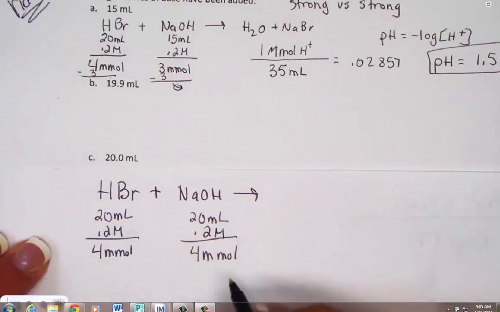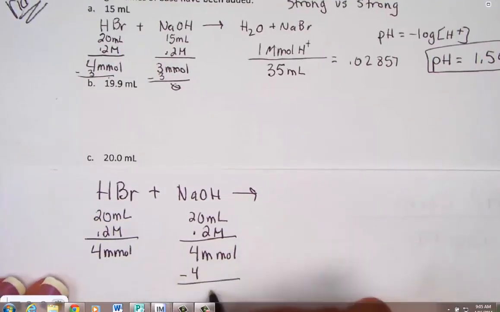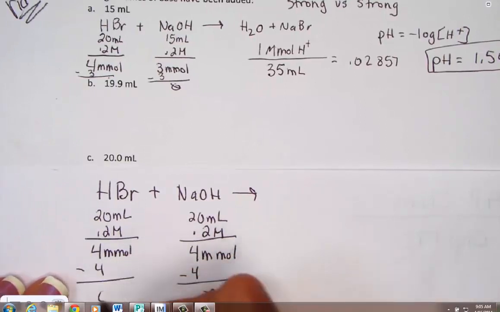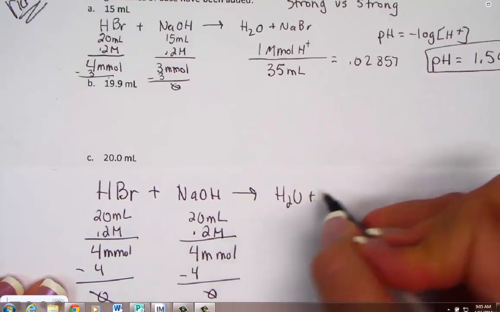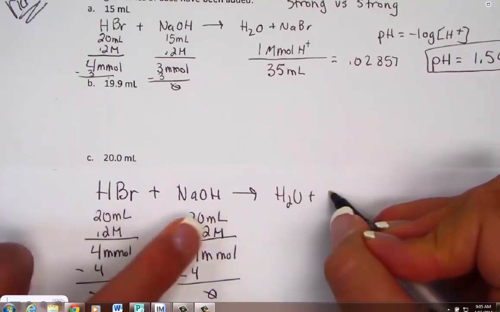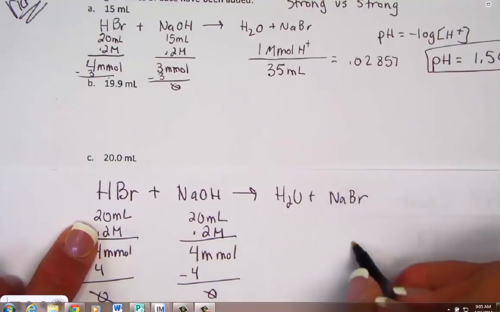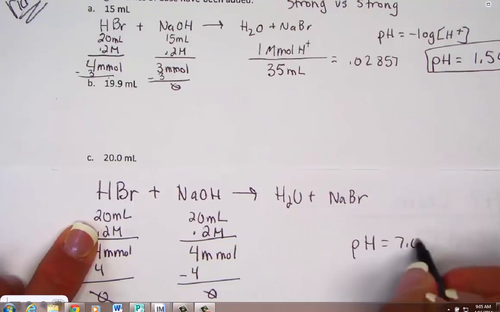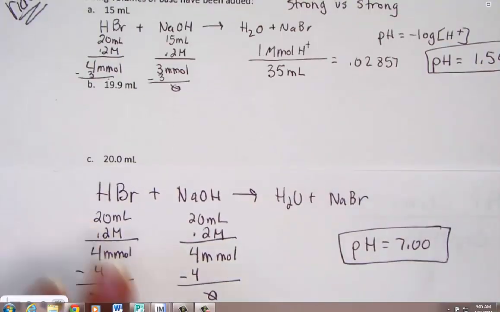Clearly we see in letter C there is no limiting or excess reagent. They are both going to be consumed equally. So what is the pH? Keep in mind there is no hydrolysis for strong versus strong. We have both parents that are strong, so there's nothing influencing the pH. Strong versus strong at the equivalence point is exactly neutral. pH is 7. It is not acidic nor basic.